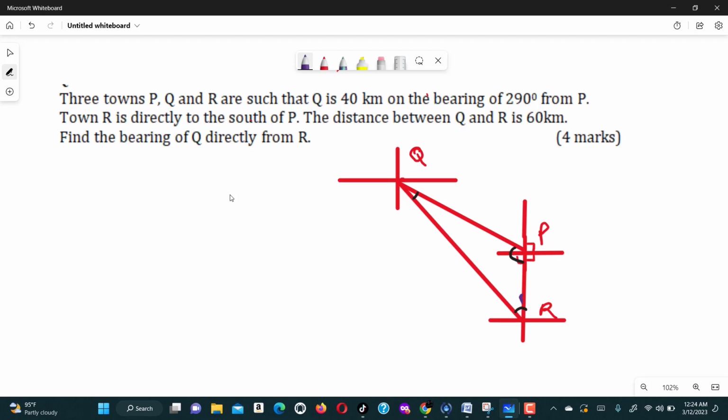So bearings are normally measured in the clockwise direction. So for us to measure 290 degrees, we shall add 90 plus 90, that is 180, plus another 90, that is 270, and we add a small angle there, assuming that that angle is 20 degrees. So clearly we have measured 270 plus 20, which is 290 degrees. So we are told when we measure that angle, we draw a straight line that points towards Q, and we have just assumed that the distance between P and Q is 40. So P and Q is 40 kilometers.